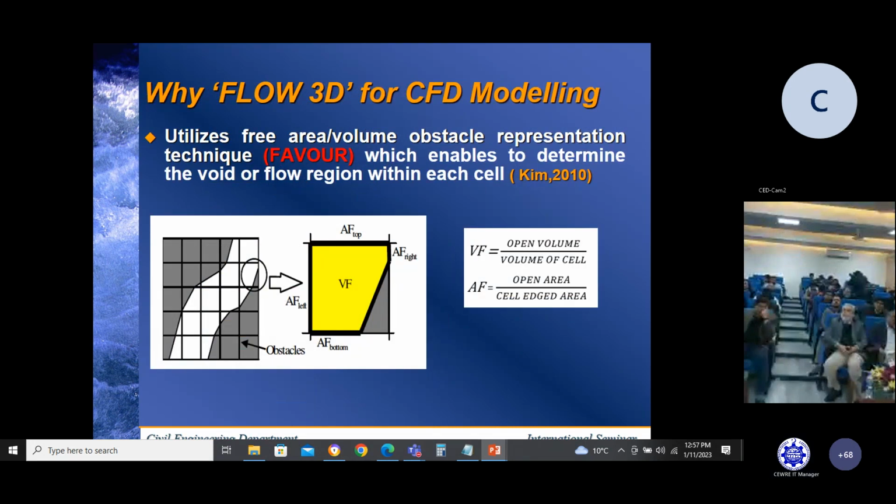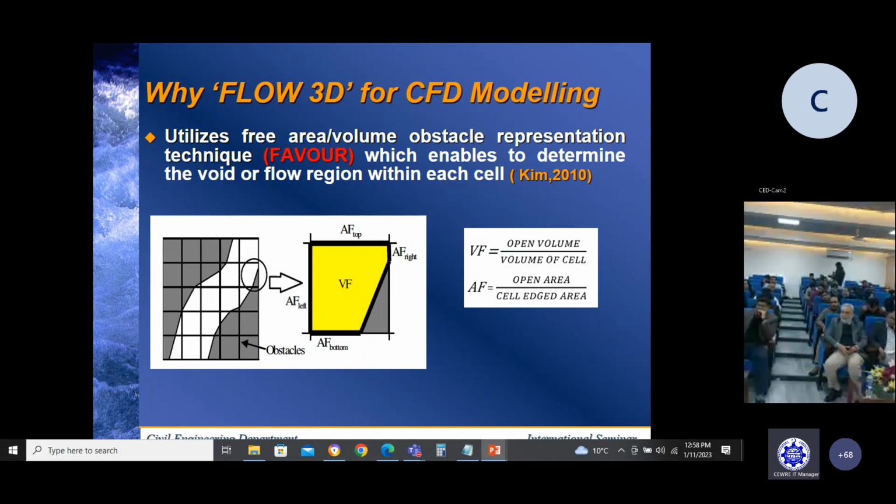There are a number of CFD codes available in the market, like Flow 3D, CFX, and Fluent. However, industry is mostly using Flow 3D for the CFD modeling.